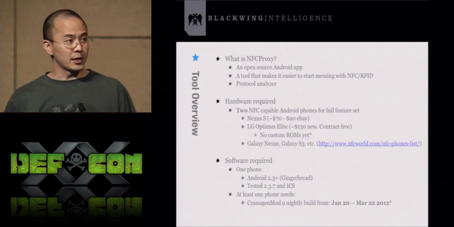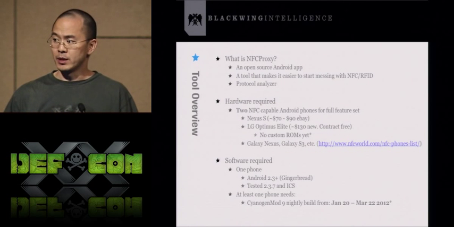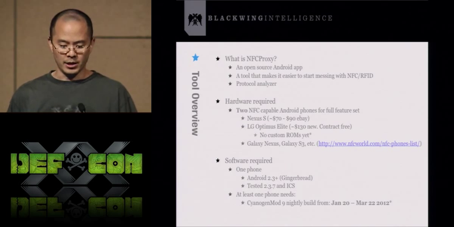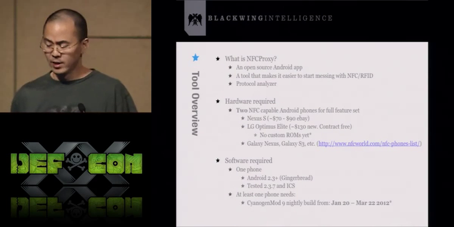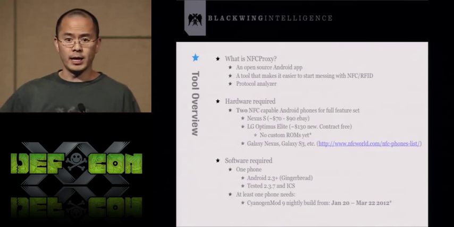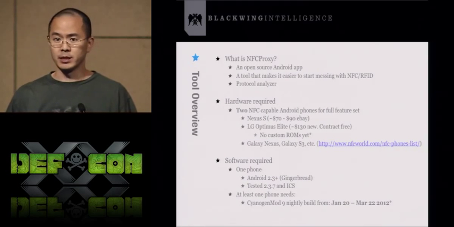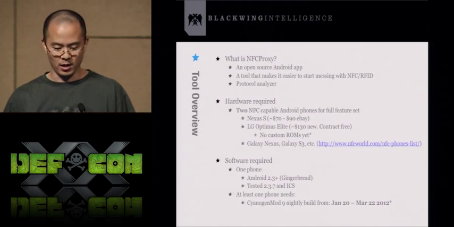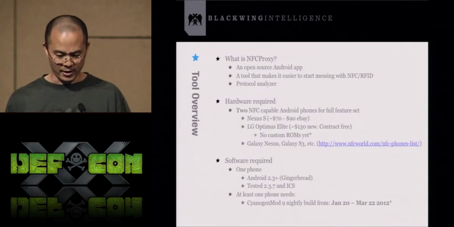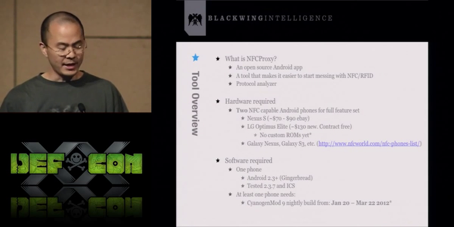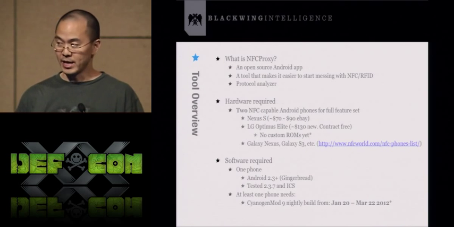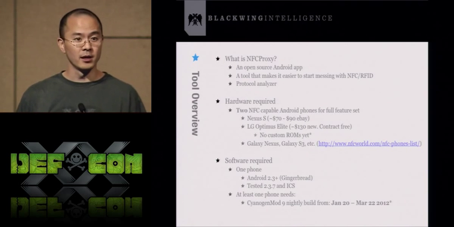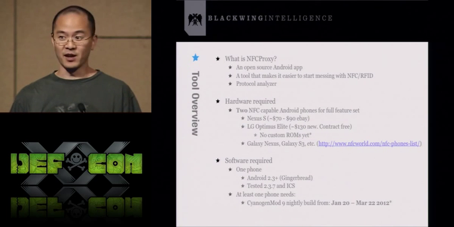So the software that's required: one phone can be just running stock Android, either Gingerbread, anything that supports NFC, or Ice Cream Sandwich and above. I've only tested on Gingerbread and Ice Cream Sandwich. I haven't tested Jelly Bean yet, so I don't know how that's going to respond. Should work just fine, though. And then at least one phone needs a specific build of CyanogenMod. Specifically CyanogenMod 9 and the nightly build between January 20th and March 22nd of this year.